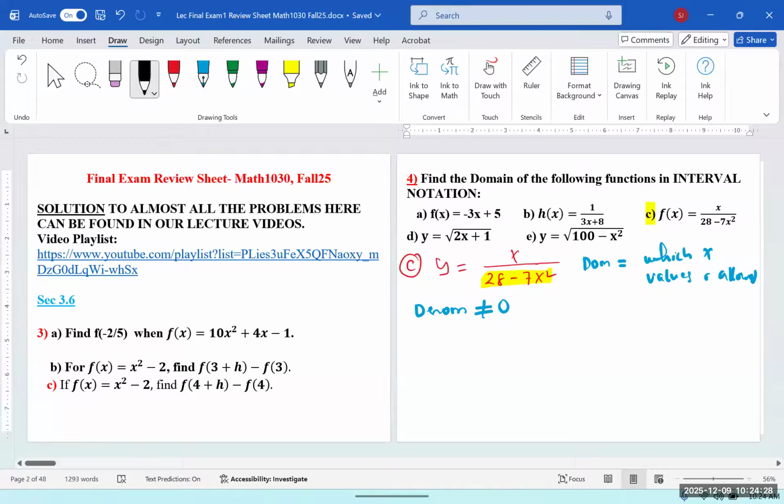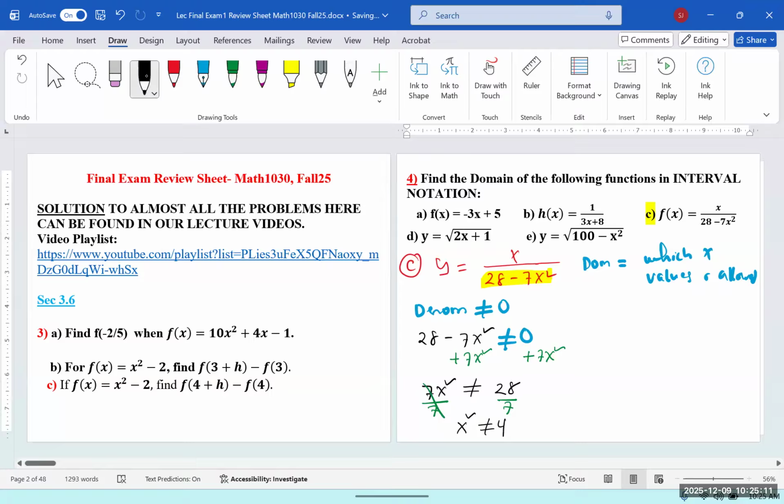So what do we have in the denominator? 28 minus 7x squared. So this denominator cannot be 0. And now we are going to solve for x to see which x value makes the denominator 0. So we can add 7x squared to both sides, or you can subtract 28. It doesn't matter. We get 7x squared on one side, which cannot equal 28. And then to solve for x, we need to get rid of the 7. So we get x squared cannot be 4.